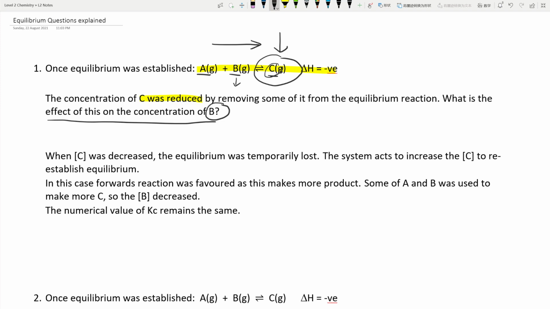If you look at the answers here, when the concentration of C was decreased, the equilibrium is no longer there. The system will minimize the change by trying to increase the concentration of C. And how does it do it? You favor the forward reaction, so that makes more C, so you use A and B to make more C, so the concentration of B is going to decrease. But Kc always remains the same unless you change temperature.